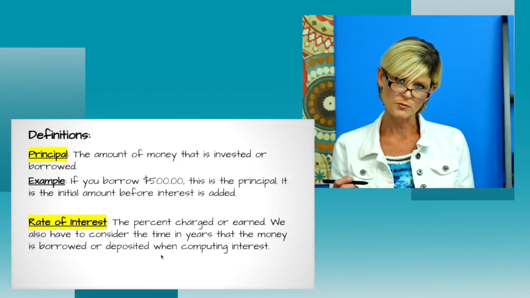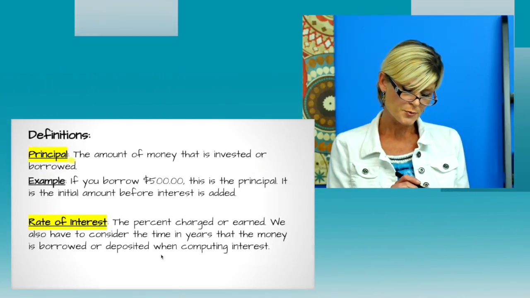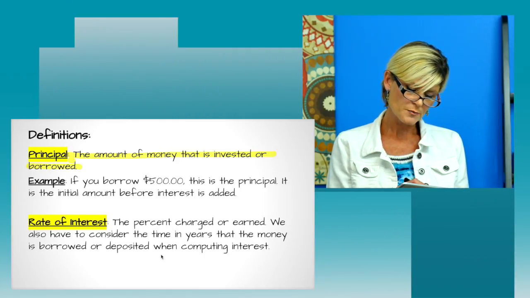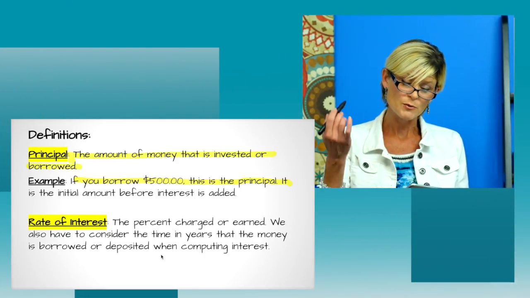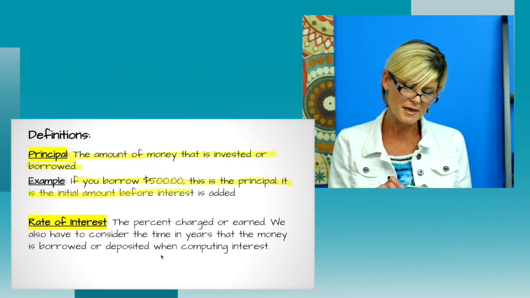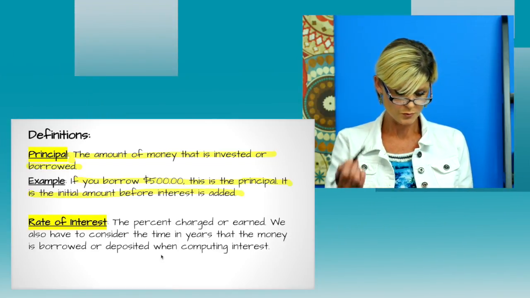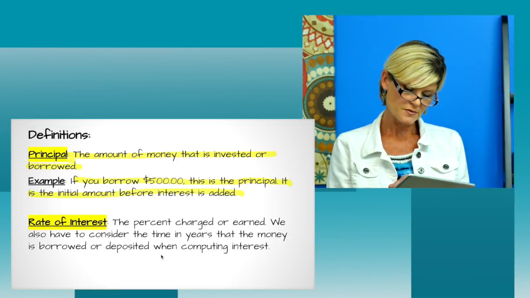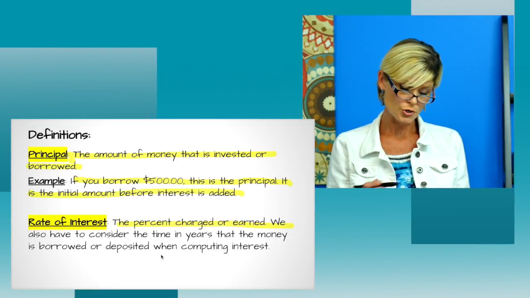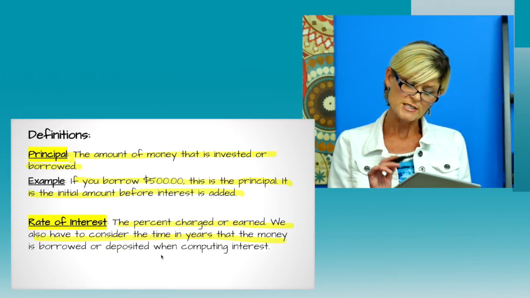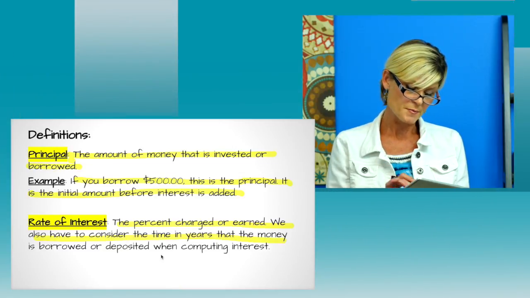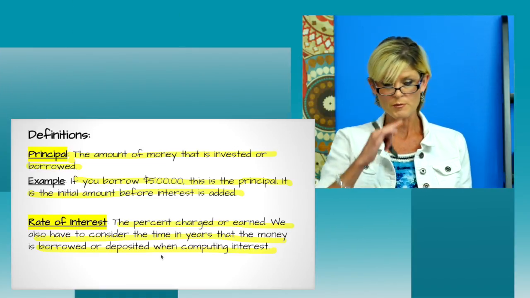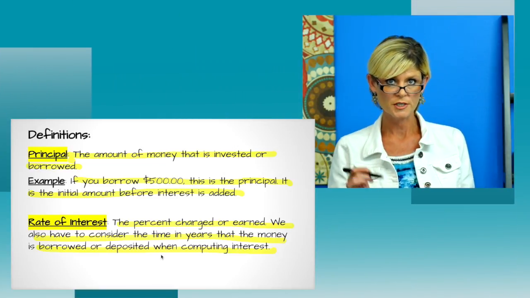Let's look at some definitions that we're going to be using a lot. The principal is the amount of money that's invested or borrowed. So for example, if you borrow $500, that would be the principal. It's the initial amount you borrow or that you invest before interest is added. Now the rate of interest is a percent charged or earned. We also have to consider the time in years that the money is borrowed or deposited when we're computing the interest. So remember, when we're looking at interest, we always are working with years.